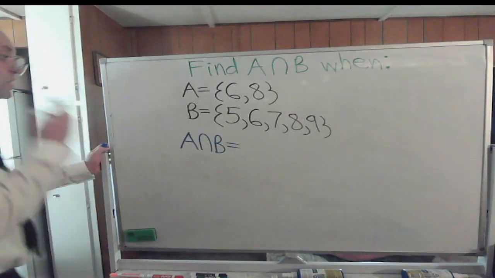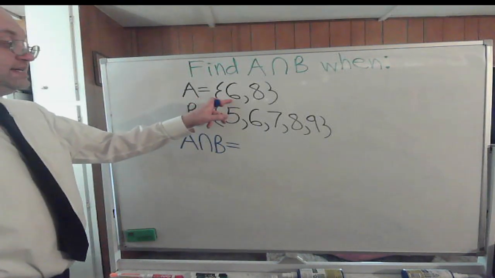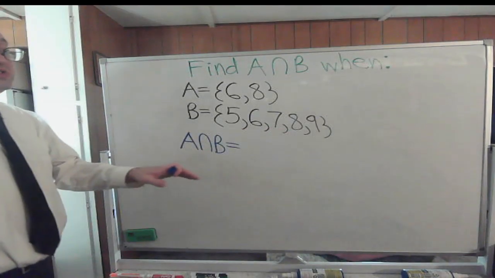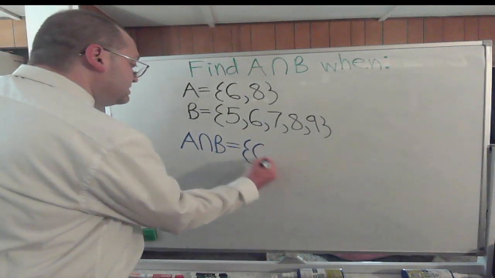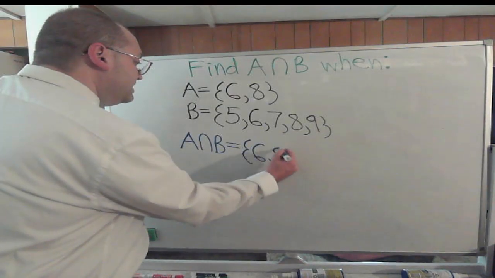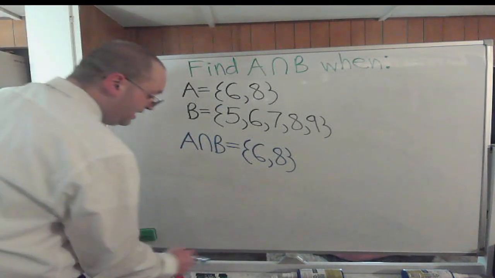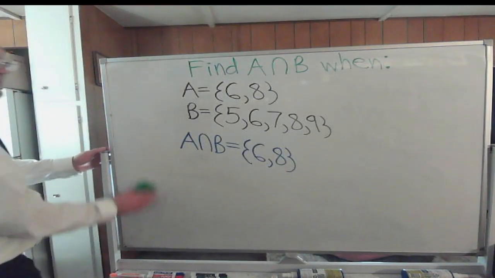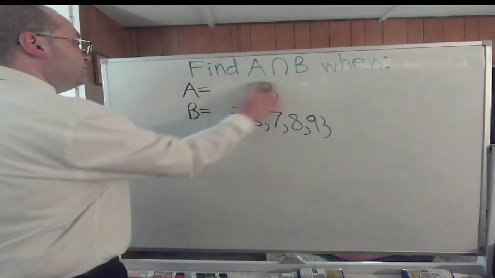Well, immediately we can look at set A and see that set B has both of those. And that's really all you're going to have in common, 6 and 8. So you just get the set of 6 and 8 for your intersecting set. So the intersection of A and B is just going to be 6 and 8. Then I have 2 more problems.